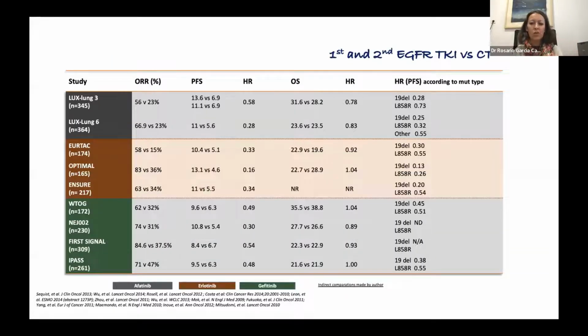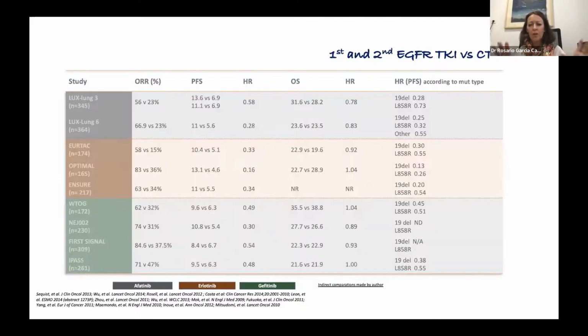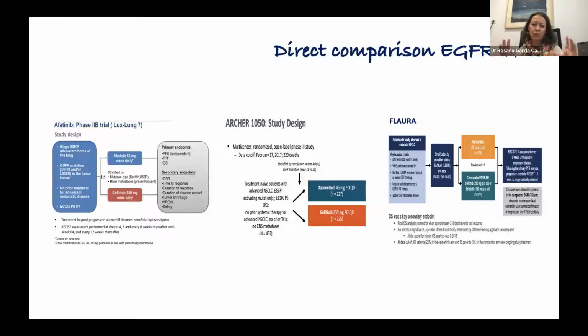Well, let's try to see what we can get from the first and second generation EGFR tyrosine kinase inhibitors. The very first trials compared these agents to conventional chemotherapy, positive trials in terms of progression-free survival. We are talking about 11, 12, 13 months of progression-free survival for those patients receiving the EGFR tyrosine kinase inhibitors. When we did comparisons, we have the LUX-Lung 7 trial, the ARCHER 1050 trial, dacomitinib versus gefitinib, and the FLAURA. We already commented on the FLAURA trial.